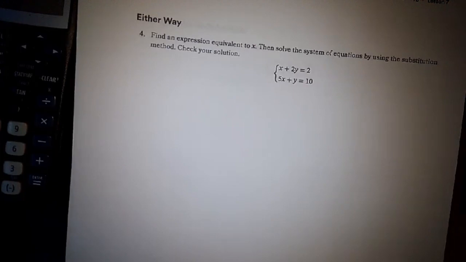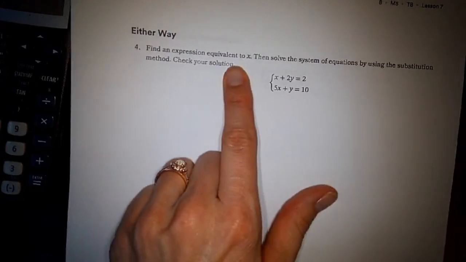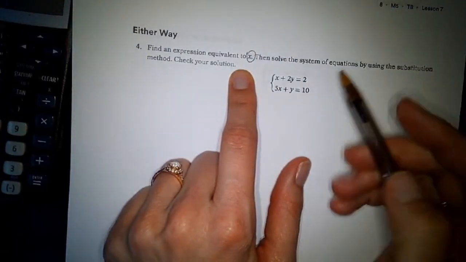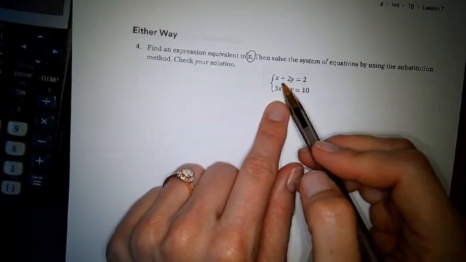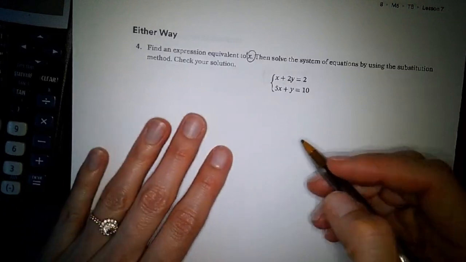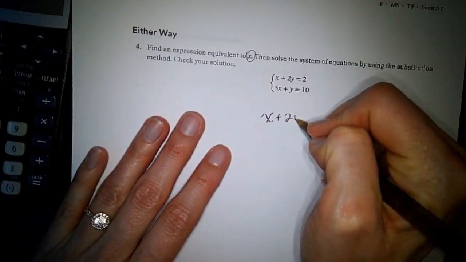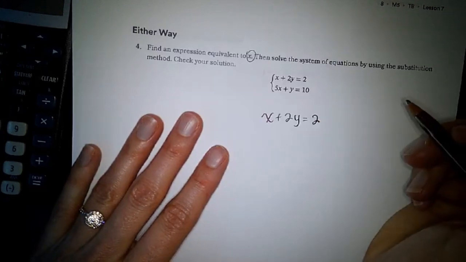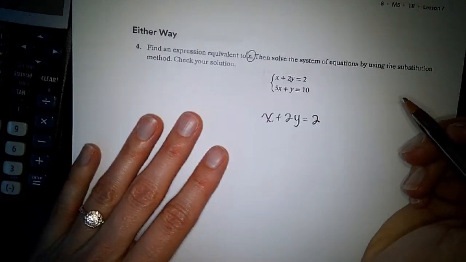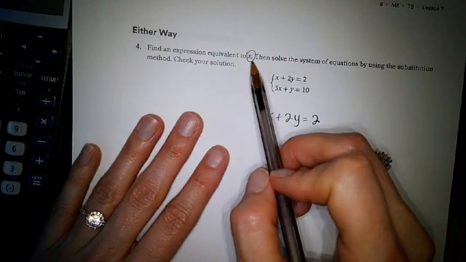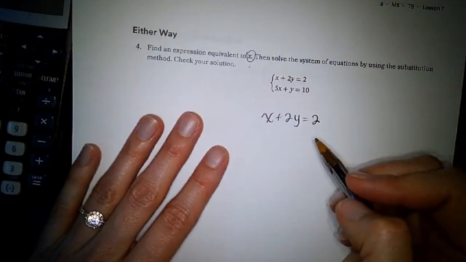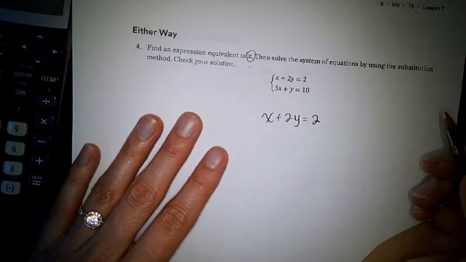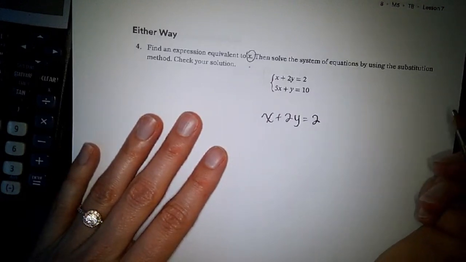So in order to solve for x, we need to take our equation, x plus 2y equals 2, and we need to set it equal to x. We need x by itself. So how do we get x by itself? Subtract 2y. So x equals negative 2y plus 2.